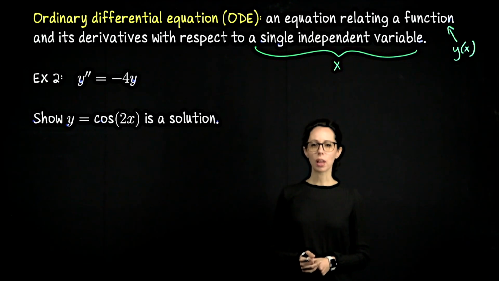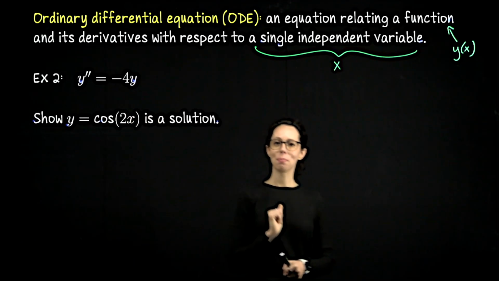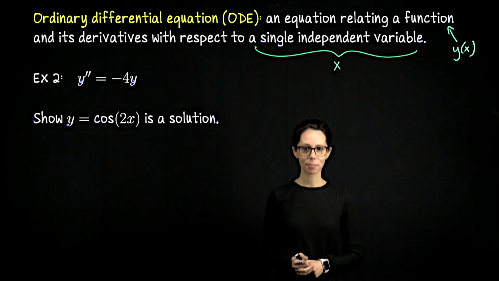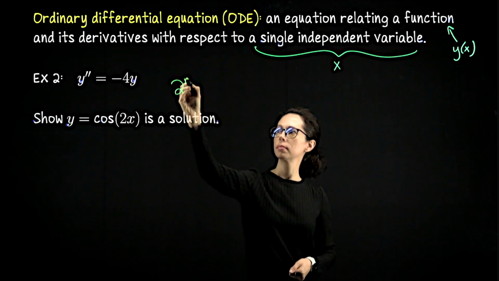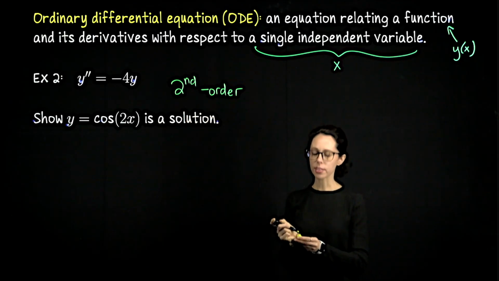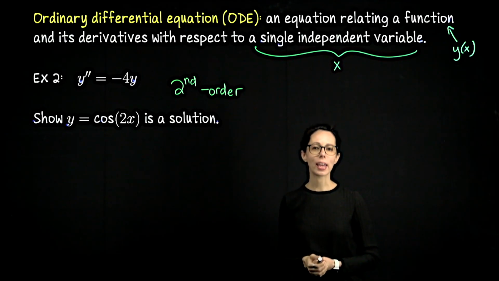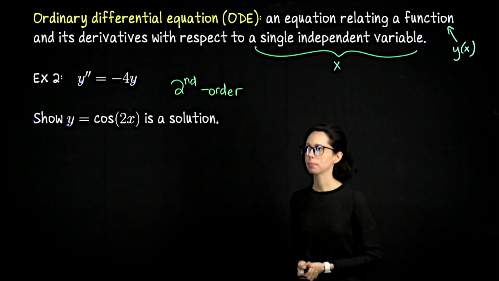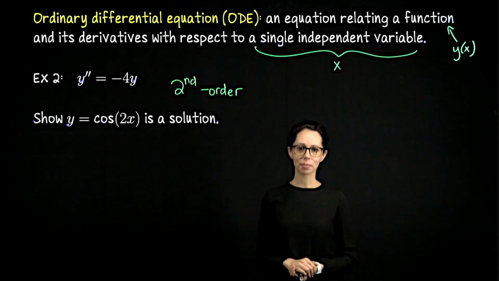Our second example of an ordinary differential equation is this one. We have y double prime equals negative 4y. This is a second order differential equation. Y prime doesn't appear, but that's okay. It's still a differential equation. It's relating information about y and its second derivative. So because of the presence of a second derivative here, this is a second order equation.